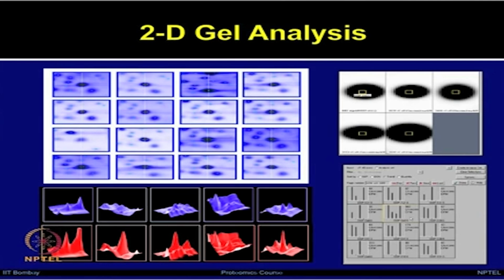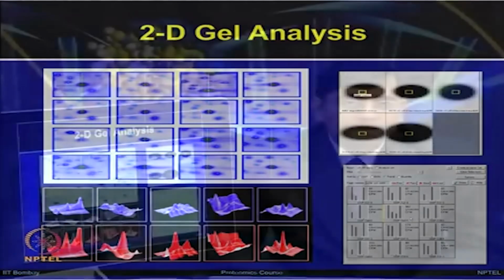Now, one can look at each of these spot intensities in much more detail, followed by plotting different types of parameters, such as percentage volume or spot intensity, to compare their values and do the statistical comparison.